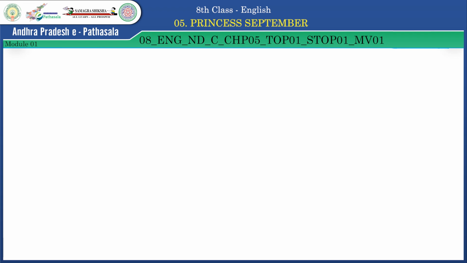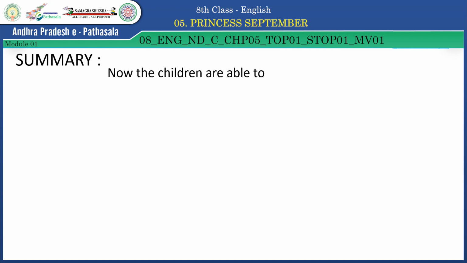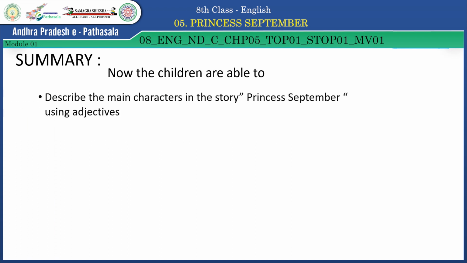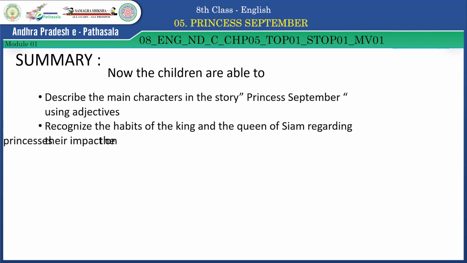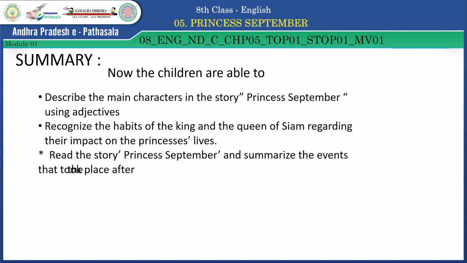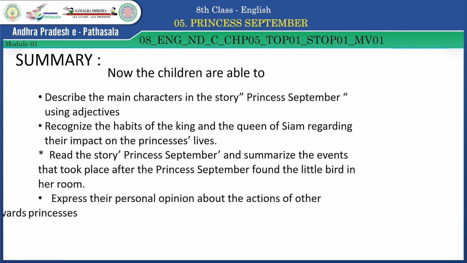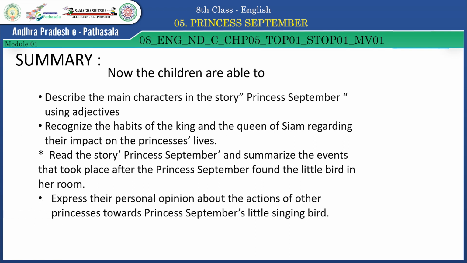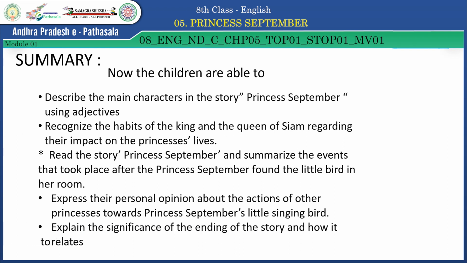Summary. Now the children are able to describe the main characters in the story Princess September using adjectives. Recognize the habits of the king and queen of Siam regarding their impact on the princess's life. Read the story Princess September and summarize the events that took place after the Princess found the little bird in her room. Express their personal opinion about the actions of the other princes towards Princess September's little singing bird. Explain the significance of the ending of the story and how it relates to the main message of the story.